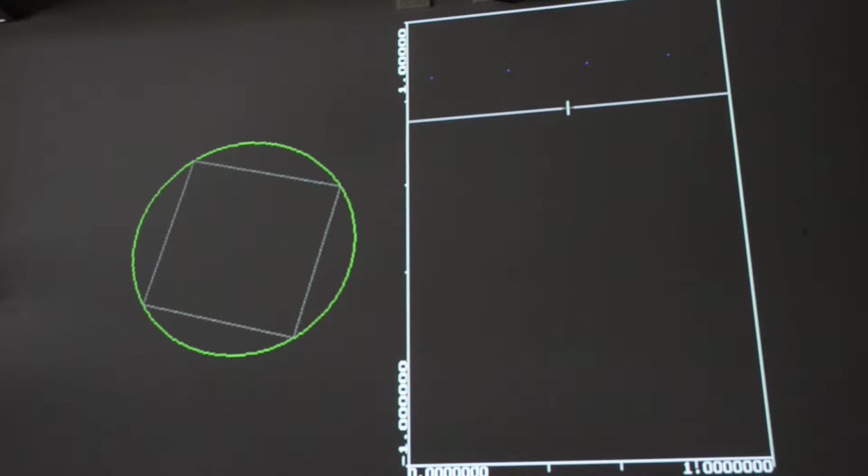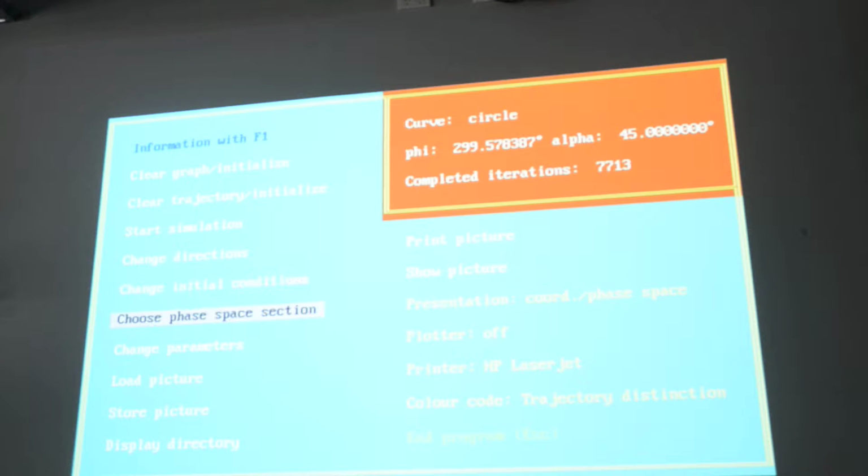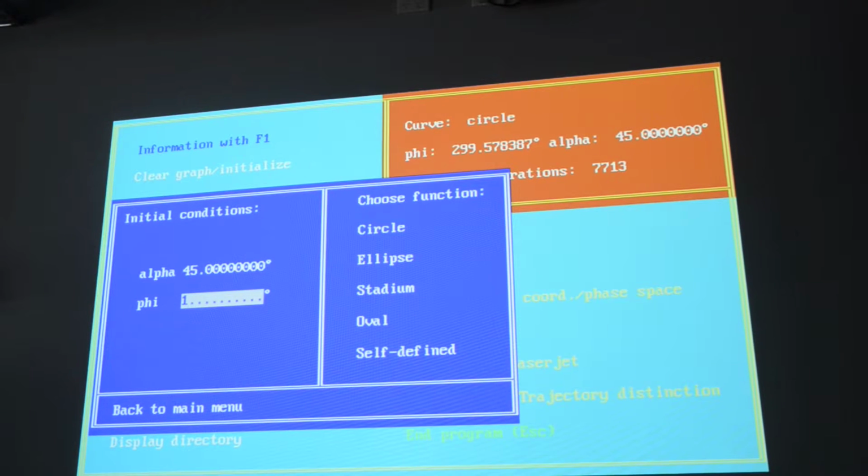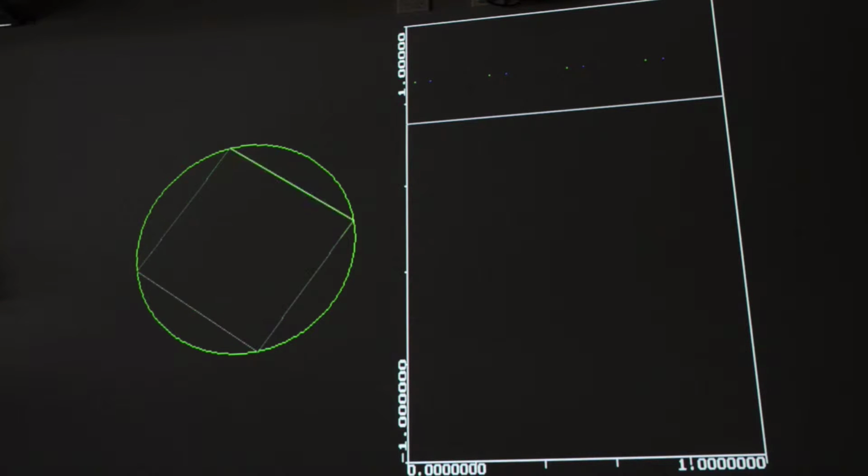But I don't want to do it with the mouse. I'm going to do it by hand. So here I have 45 degrees. What I really want to do is change this to, I don't know, 10 degrees. And I have another square because I didn't change that alpha. There's another one here. There's 1, 2, 3, 4, 5, 6 of these.